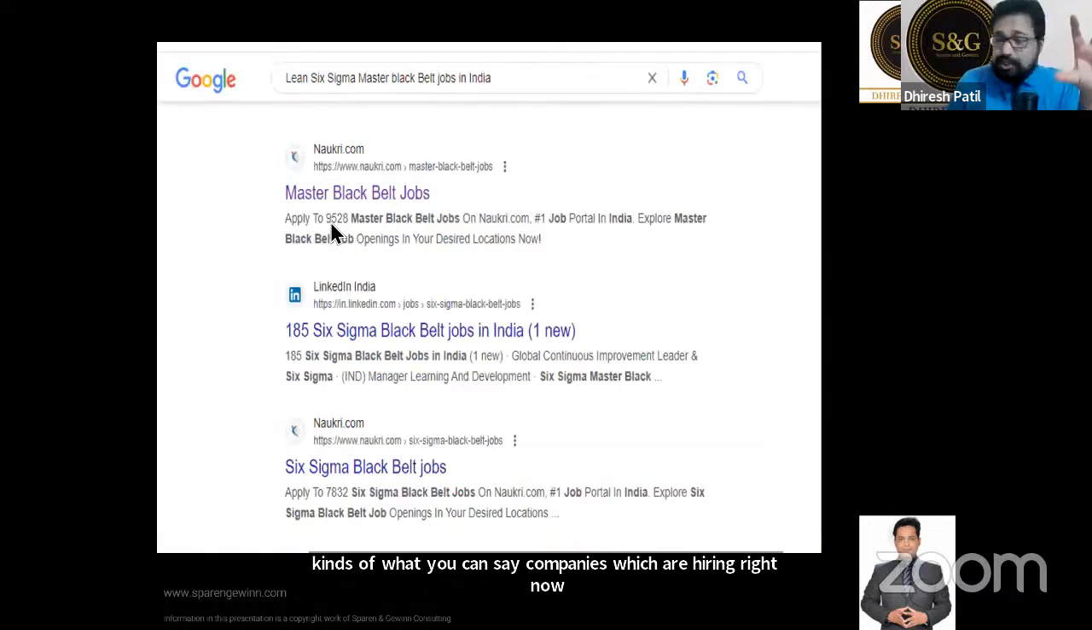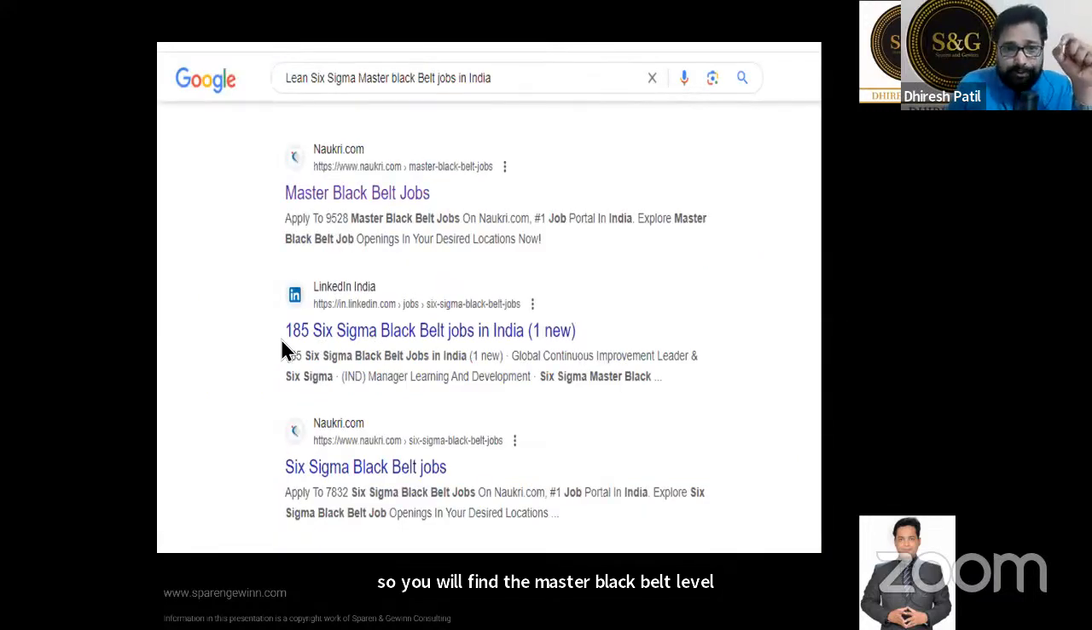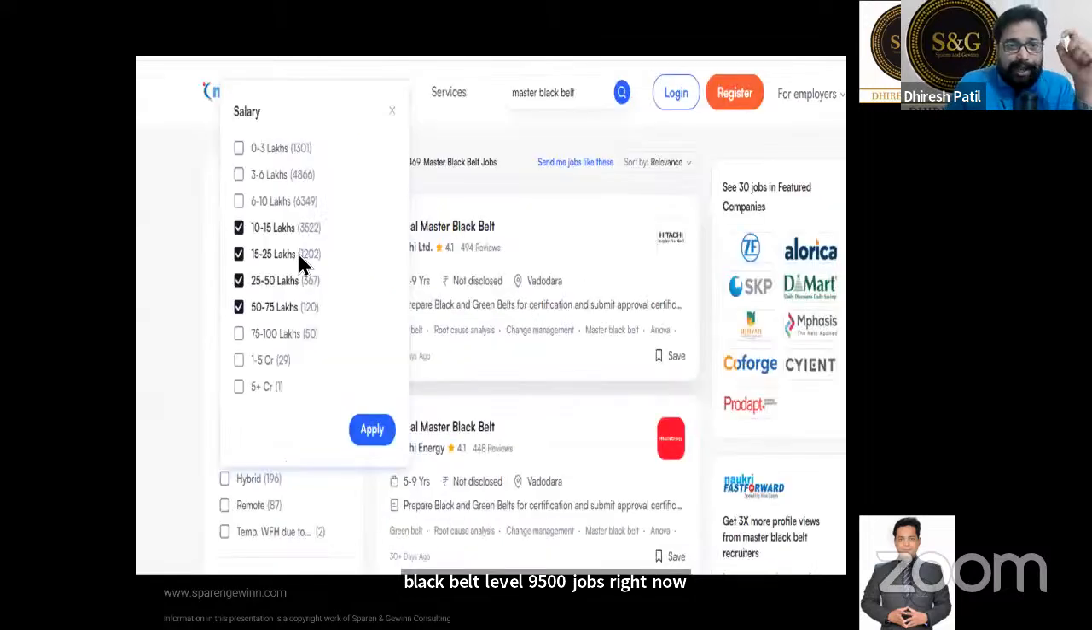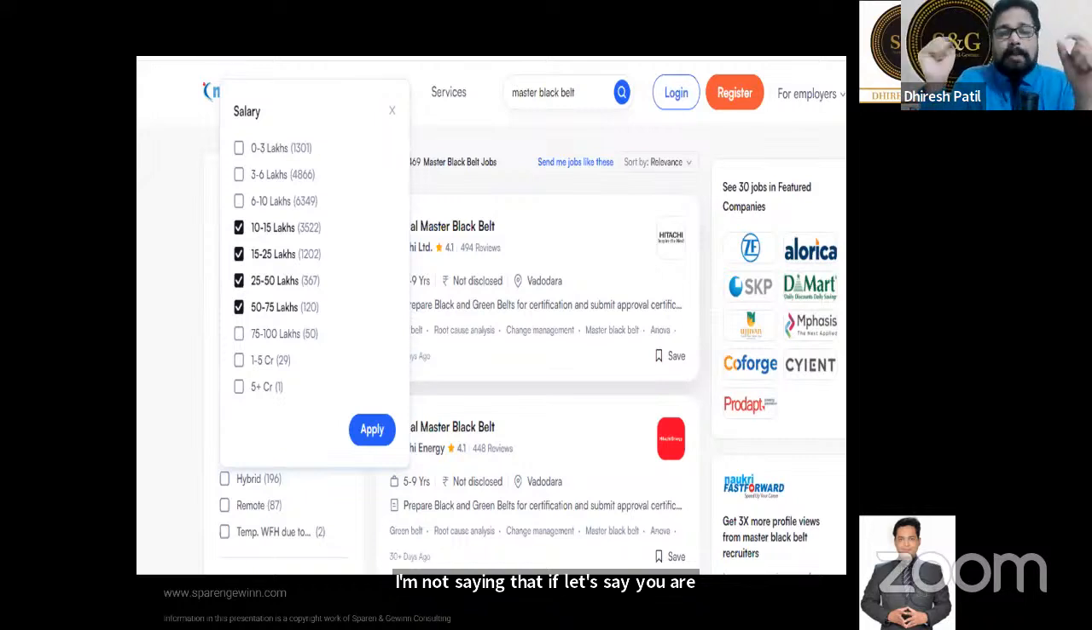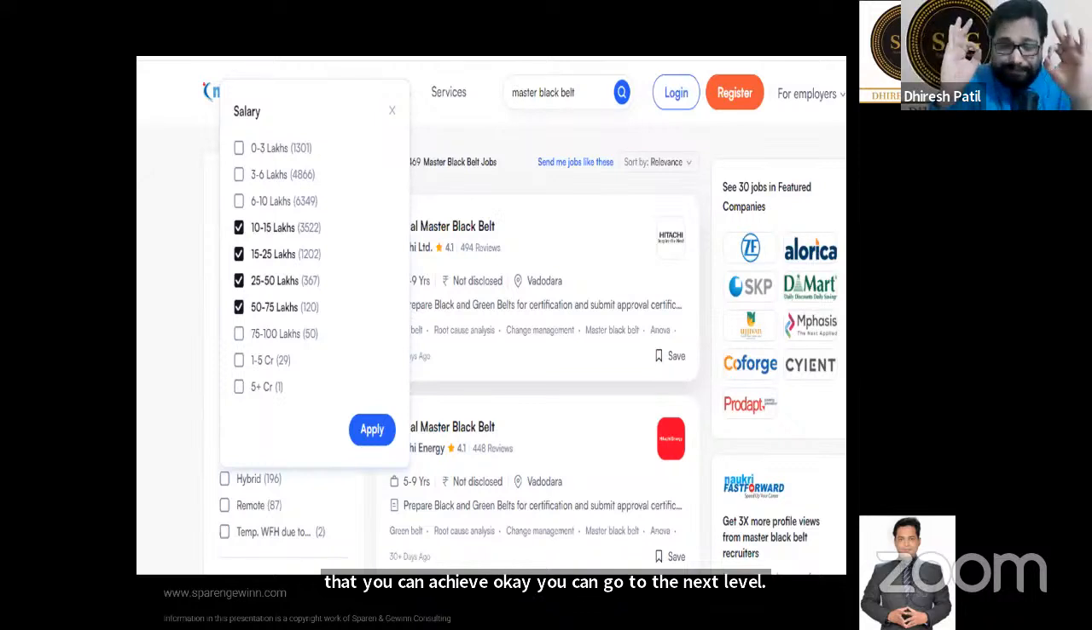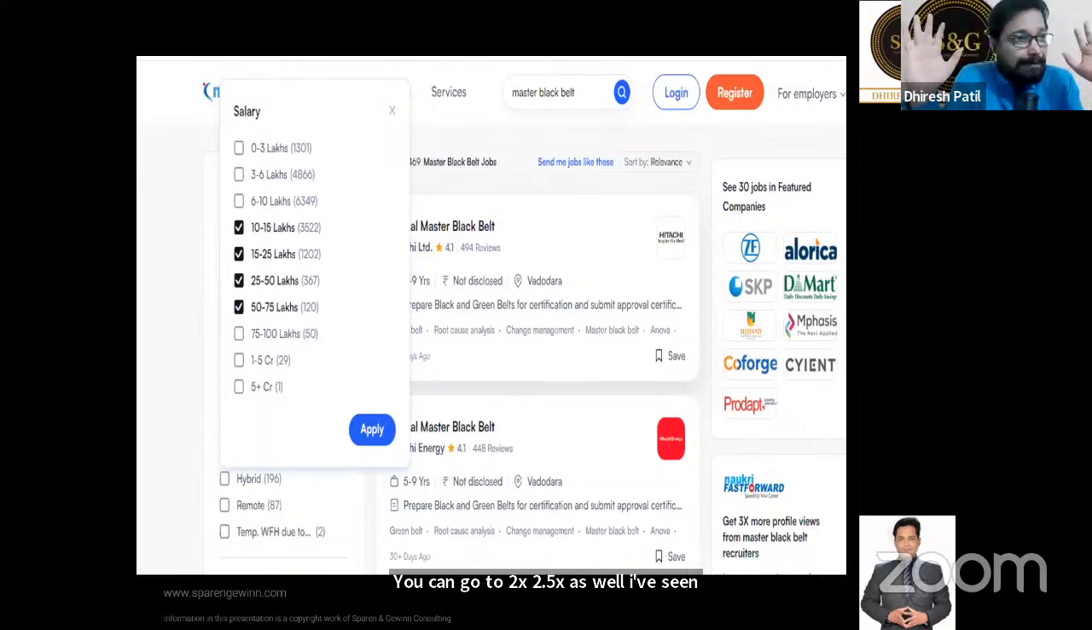So you will find the master black belt level jobs. You can see here, black belt level, master black belt level, 9,500 jobs right now available on the master black belt level. And there are various levels from 10 lakhs, 15 to 25, 25 to 50. Of course, I'm not saying that if, let's say, your package is 5 lakh rupees, you will jump to 50 lakh rupees. No. But the point is that there's a potential that you can achieve. Okay, you can go to the next level. You can go to 2x, 2.5x as well. I've seen people doing that successfully in our curriculum. Are you understanding this? Yes?